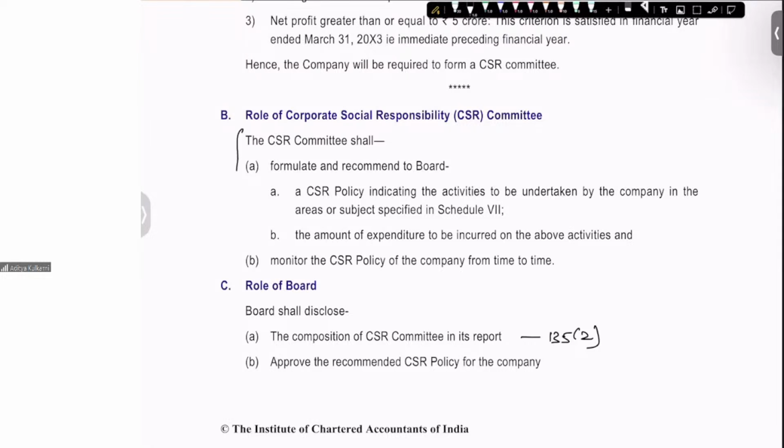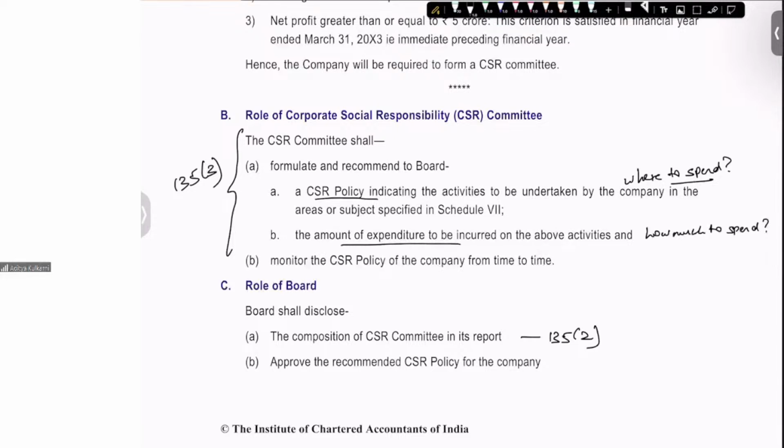This is 135(3). You don't need to remember the subsections, but I'm just taking you through it so that I ensure I complete the whole provision. The CSR committee shall formulate and recommend to the board a CSR policy indicating the activities to be undertaken by the company in the areas or the subject specified in Schedule 7. So this is what the CSR committee will tell, that is where to spend, and the amount of expenditure to be incurred on the above activities. That is how much to spend.